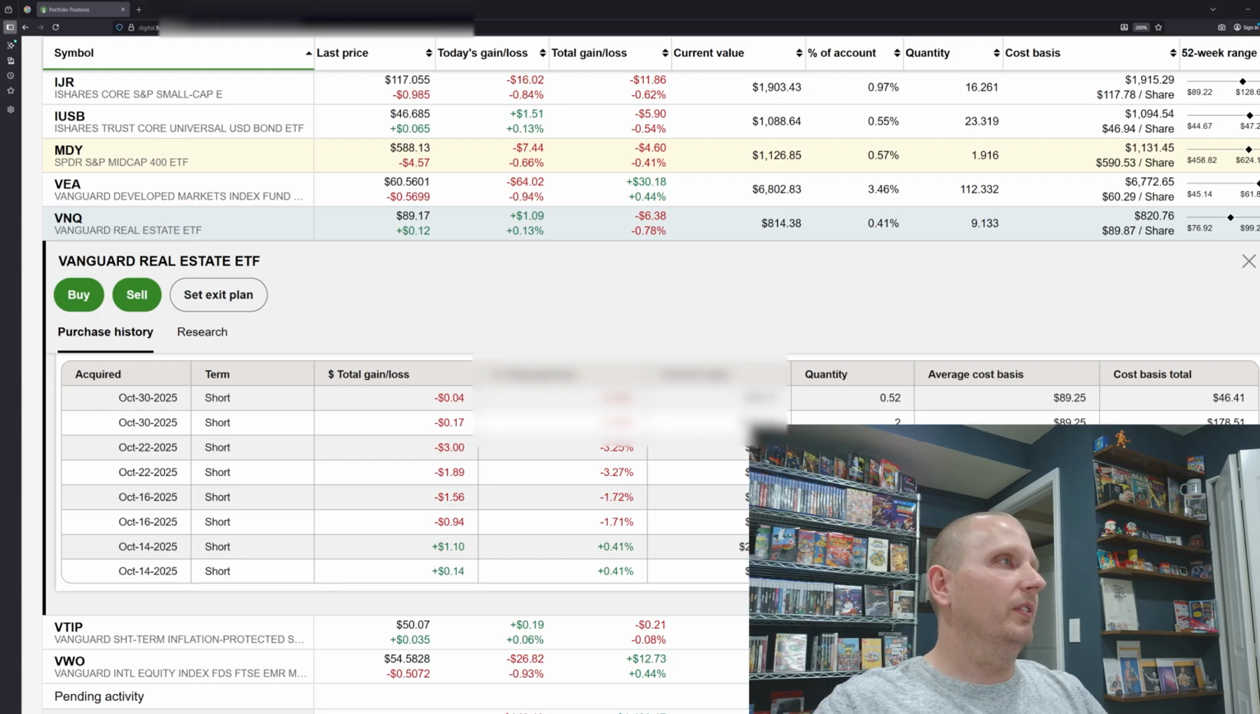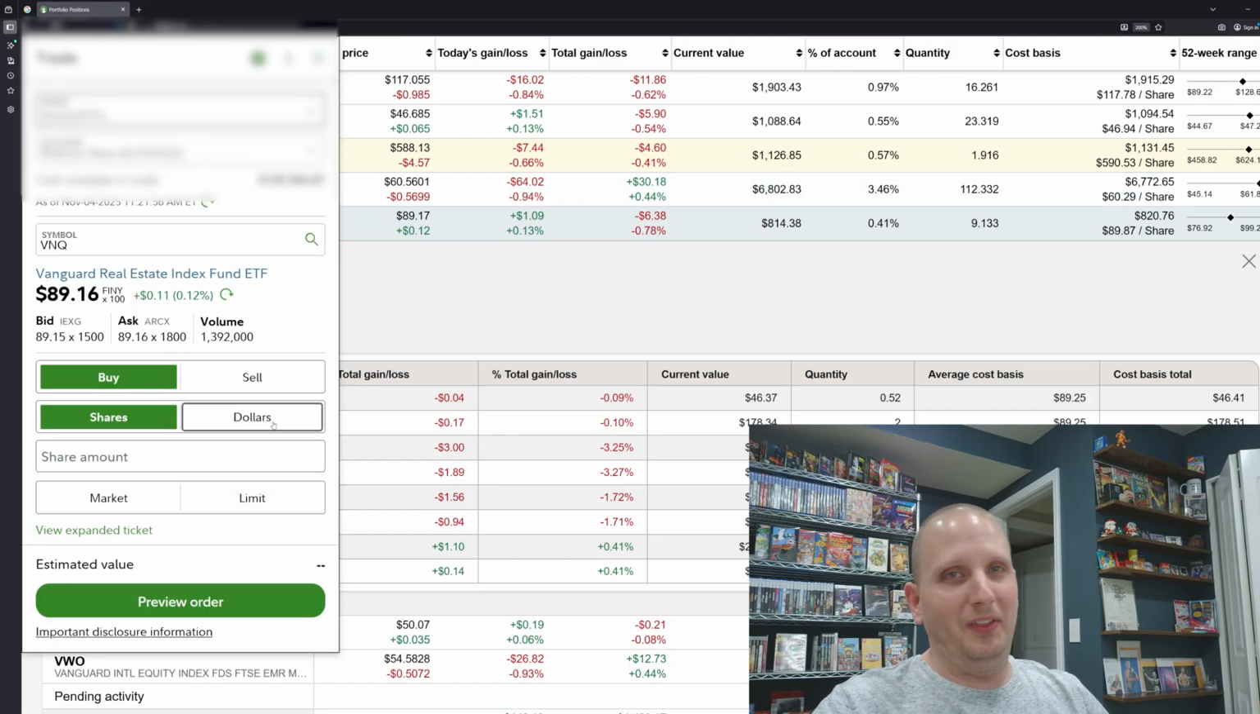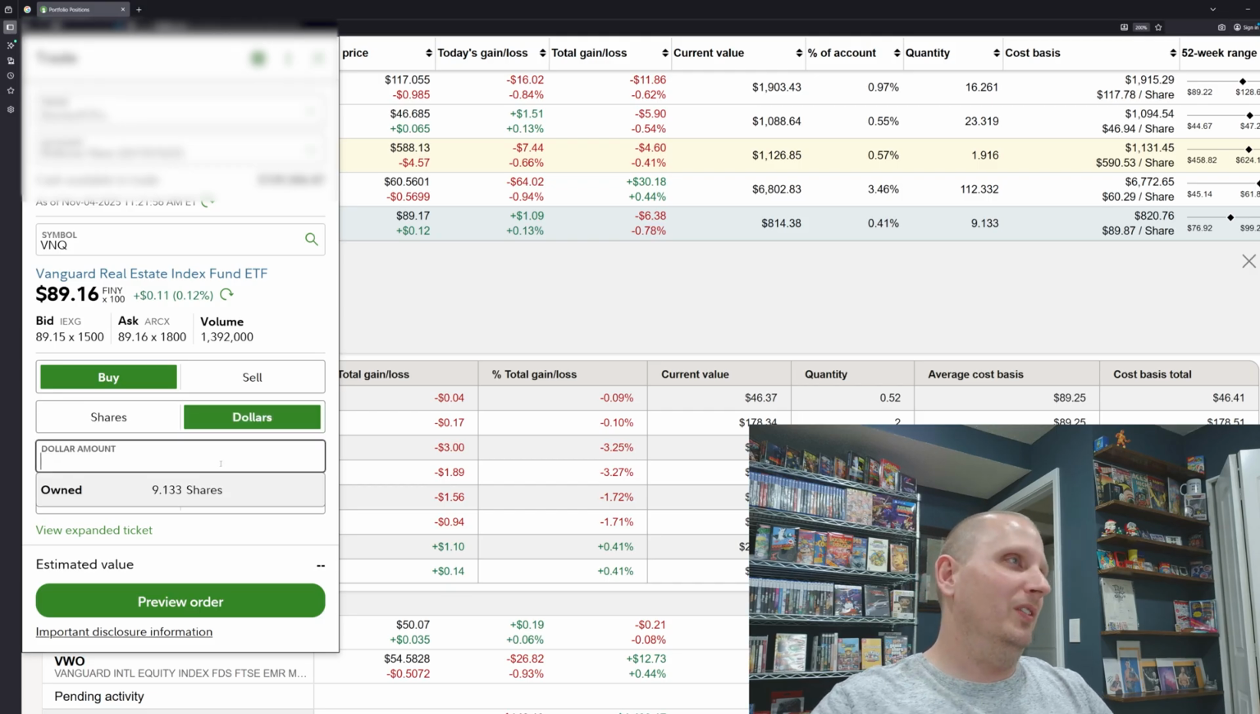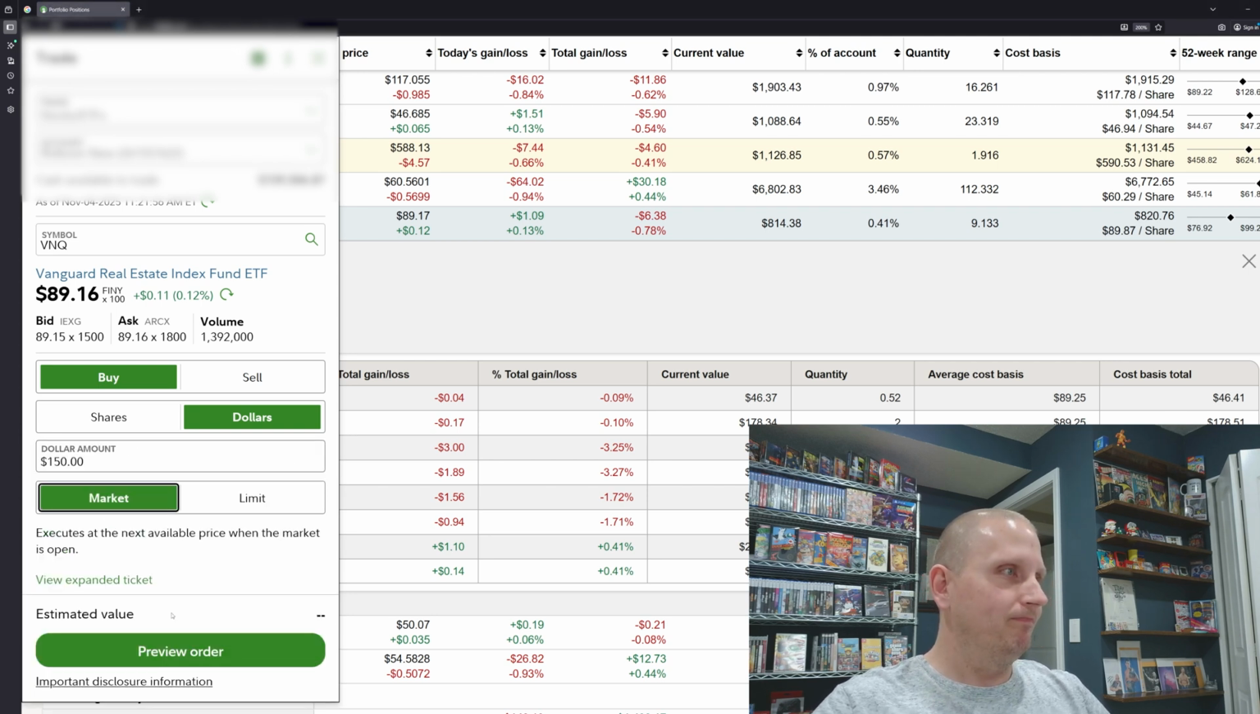So VNQ, this is a Vanguard real estate ETF. So quite literally invests in real estate. So rather than you go out buying apartment buildings and houses and commercial real estate, you can just buy into this fund instead and they do all that for you. This one's a smaller part of my portfolio.